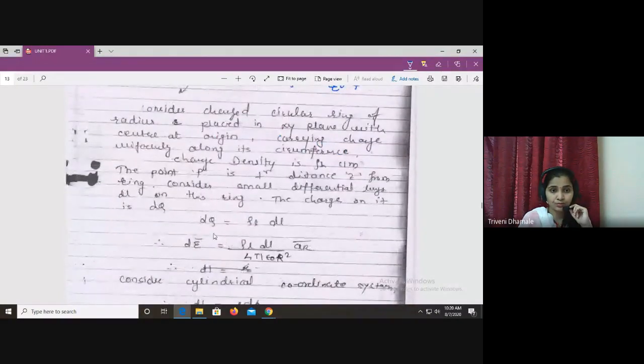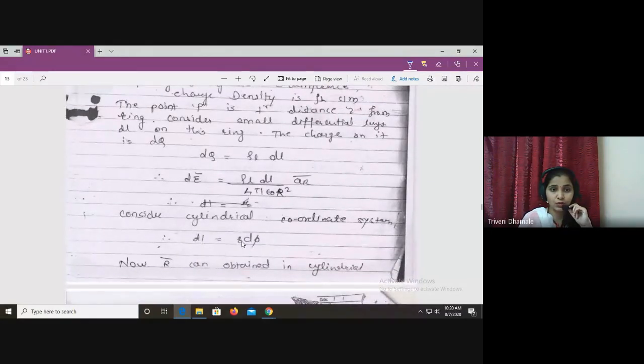Okay, so dq is equal to rho L dl, and dl is equal to r d phi. Now this is the basic electric field intensity formula, that is dE bar is equal to rho L dl divided by 4 pi epsilon r squared a_R cap. Now in this case, again there are substitutions: what is the dl, what is the r, what is the unit vector, and using these substitutions we derive the electric field intensity for a particular application. Okay, so this dl is equal to r d phi.